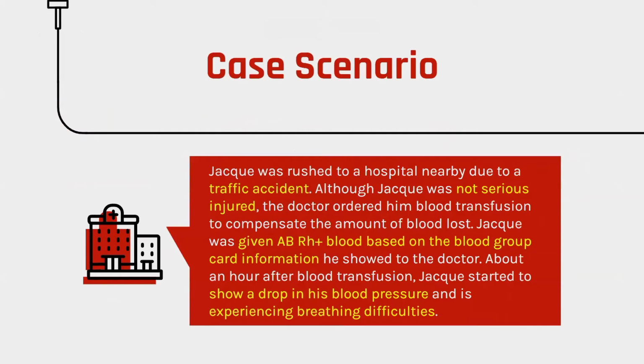The case scenario is Jack was rushed to hospital due to a traffic accident. Although his injury was not serious, the doctor ordered him a blood transfusion. He was given AB Rh positive blood based on the blood group card information. But Jack started to show hypertension and experienced difficulties in breathing after an hour of the blood transfusion.